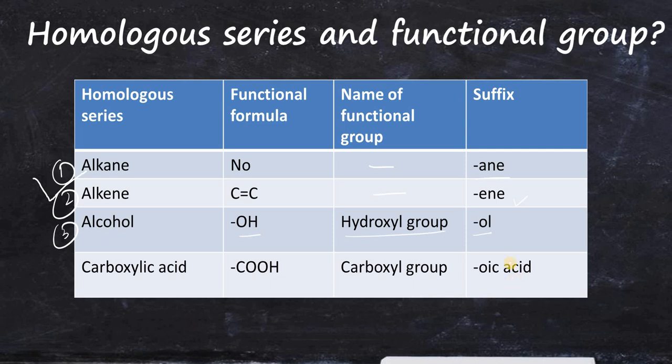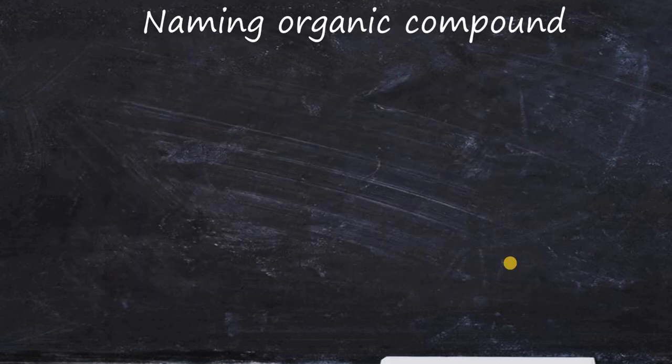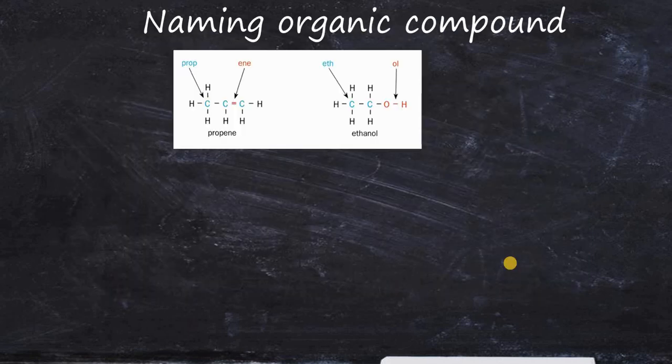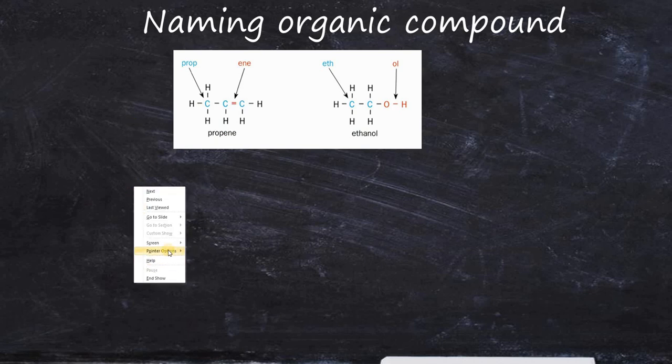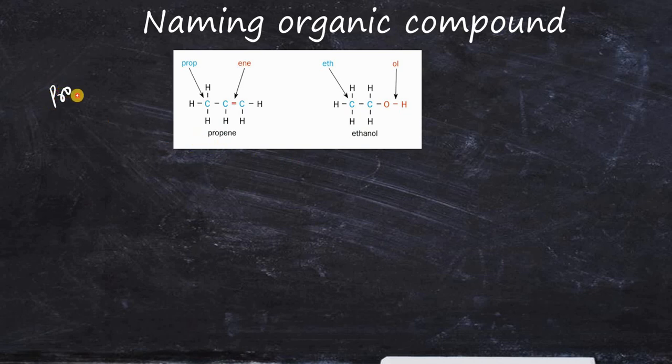Now I'm going to tell you everything in a bit more detail. So, how do we write an organic compound name? Whenever I write propene or ethanol, as you can see here, there are two parts. The first is "prop," which comes first, so this is a prefix. Afterward, there is another term called "ene." This is the suffix.